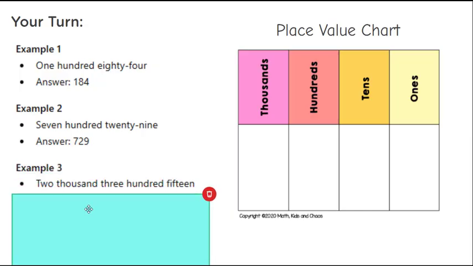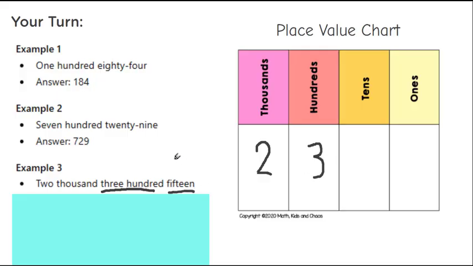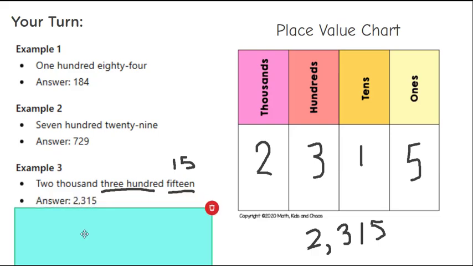This one is 2,315. Now you heard 2,000, so we need to go over here to the thousands place. 2,300, right there. 3 in the hundreds place. 15. If you just write number 15, you can see it takes up the tens place and the ones place. Now when I write this out, I do need to put a comma. I don't use a comma when I use word form, but I do use it for standard form. So that's another rule that you're going to need to remember. And yes, there it is, 2,315.